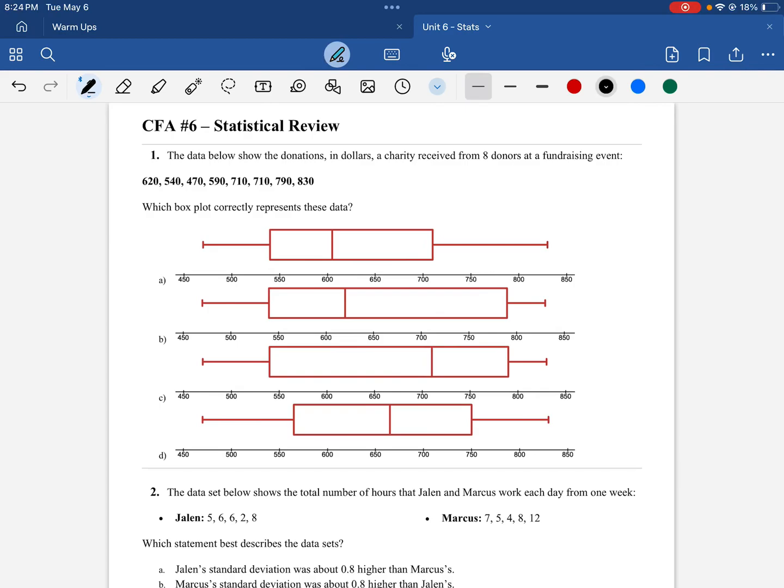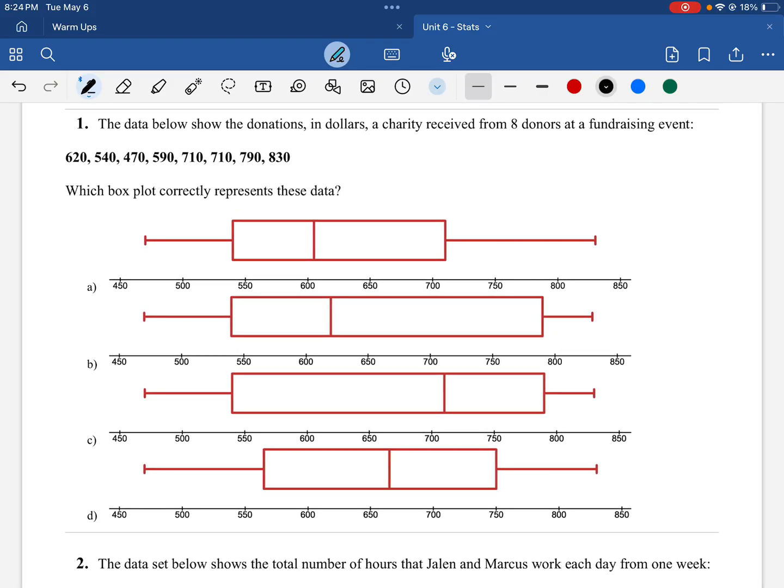Everybody. So we are going to begin here with our last CFA, CFA number 6, talking about statistics. This is everything we've been doing for the last couple of days. Remember, our CFA review will be a really good review for the actual CFA, and all of these are very similar to test questions we might actually see when we take our final exam next week. So let's get right into it.